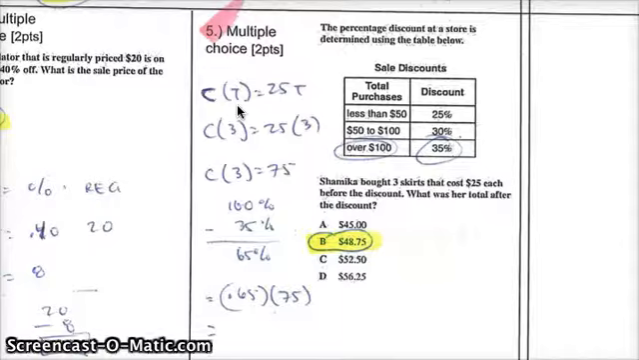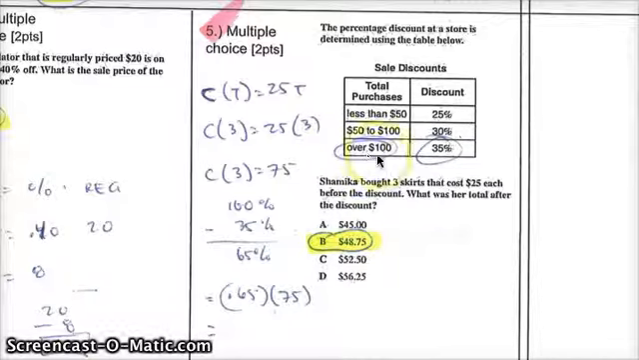Question number 5. The percent discount at a store is determined using a table below. Shamika bought 3 skirts that cost $25 each before the discount. What is her total after the discount? So 3 skirts at $25 each, that'll give me $75. So she's going to spend $75.